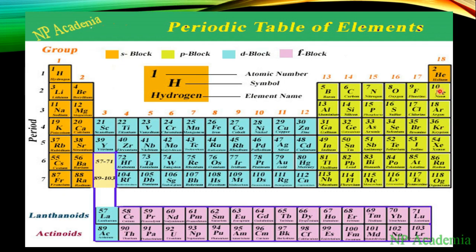And here are the inert gases: helium, neon, argon, krypton, xenon, radon. These are the inert gases, which do not take part in chemical reactions. And here is the separate table for the lanthanides and actinides. This is the feature of the modern periodic table.